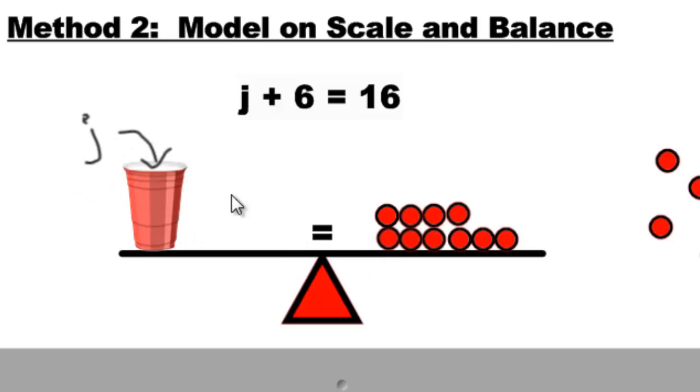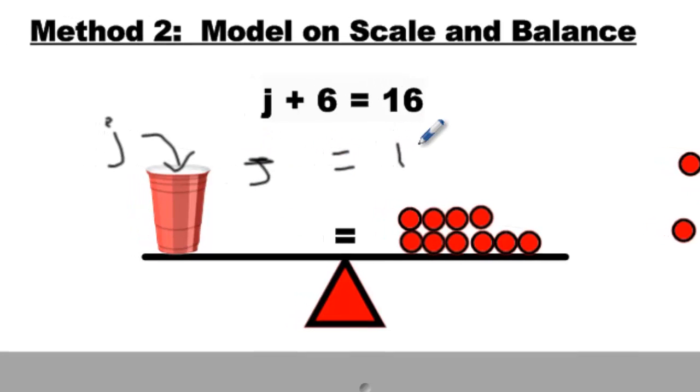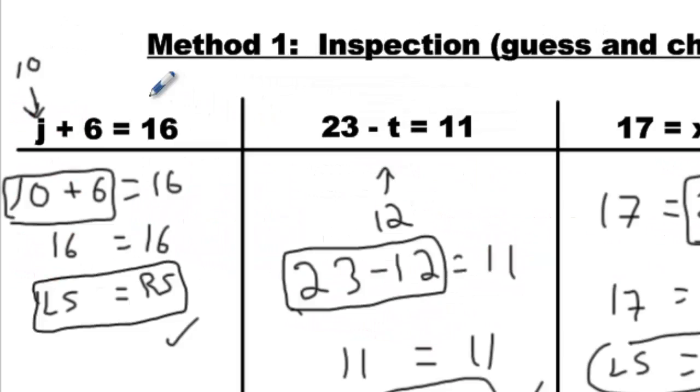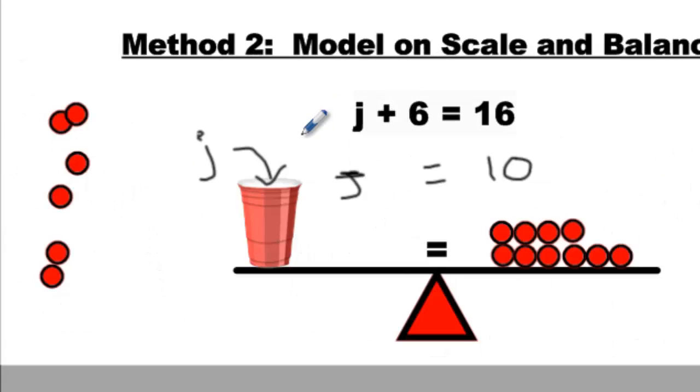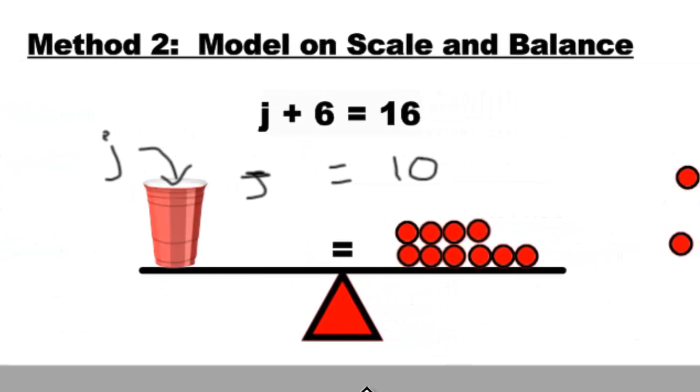After I removed all these extra ones here, I just get J, the mystery amount, is equal to 2, 4, 6, 8, 10. That mystery amount, J, is equal to 10. Didn't we say that over here, J is 10? And now we proved it using a model of a scale.